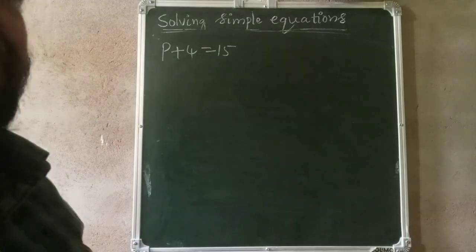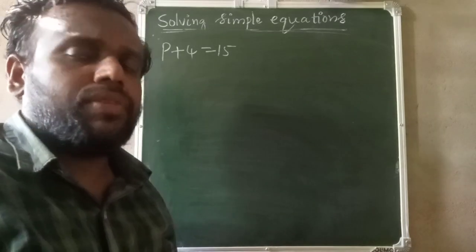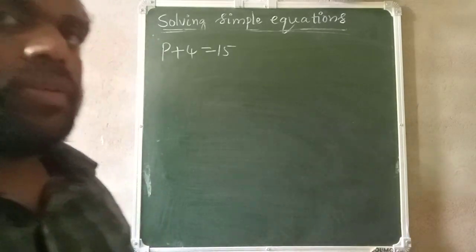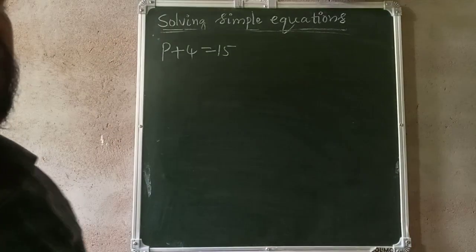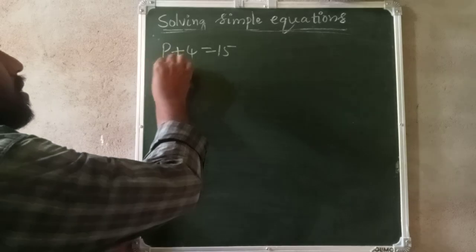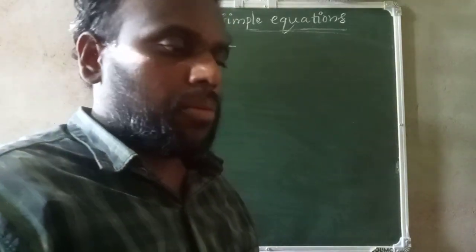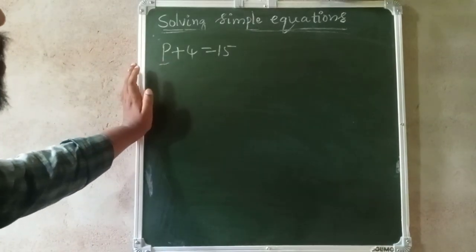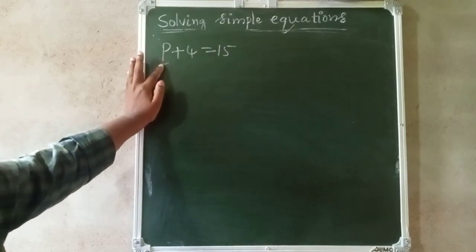So in previous examples, what were the variables? The variables we have seen are x, m and n. But here, what is the variable? Here the variable is p. It is a letter, it's an alphabet. So p is the variable. So we have to find the value of this variable p.